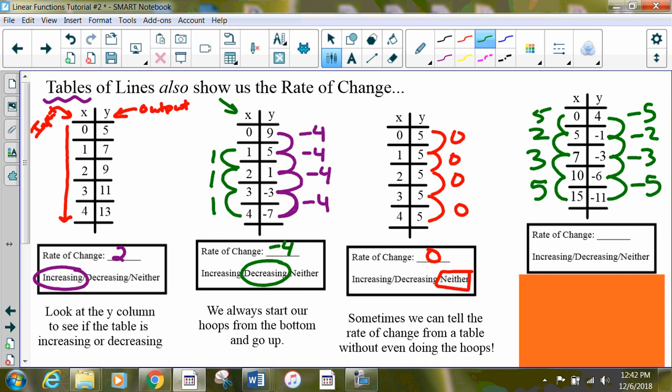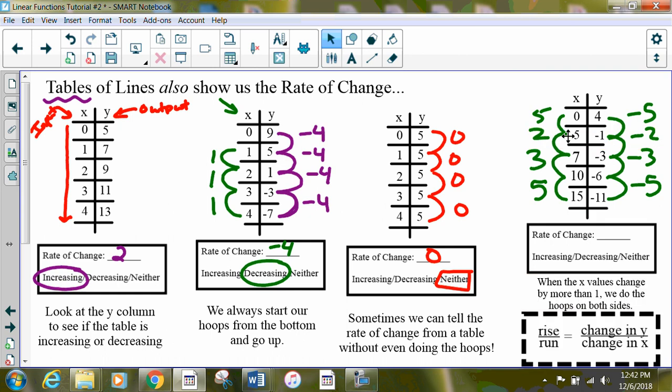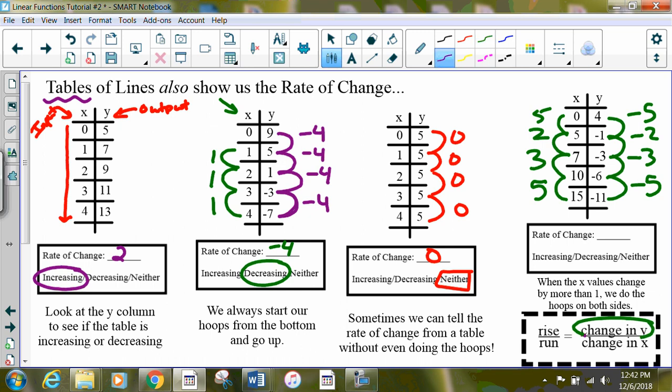So please, pick it up, use it. All right, so here we go. What are we going to do? We've got a table with hoops on both sides, numbers on both sides, and we're going to remind ourselves that rate of change is rise over run, right? So that's why I'm showing you this. Rise over run is rate of change. Another way to say rise is the change in our y values over the change in our x values.